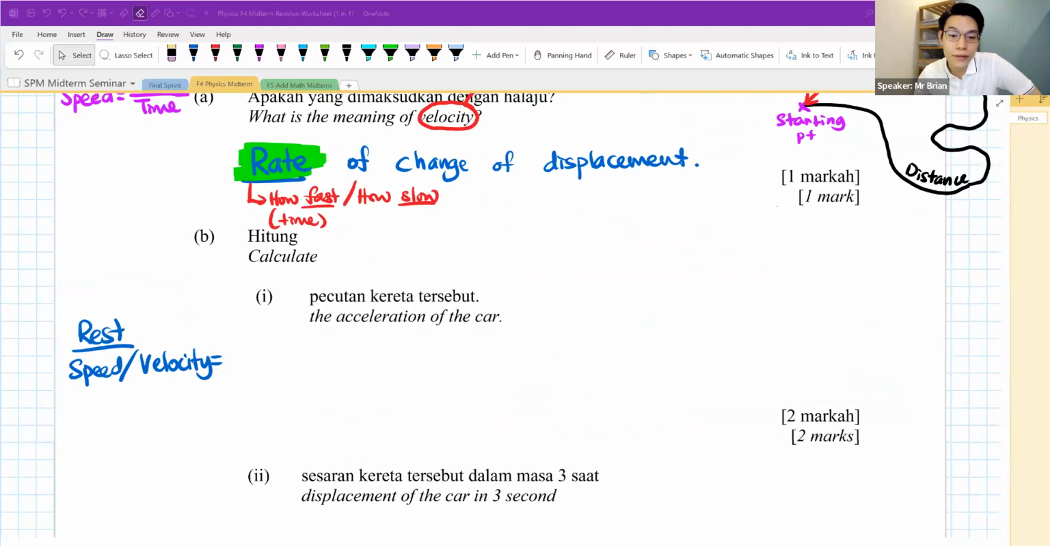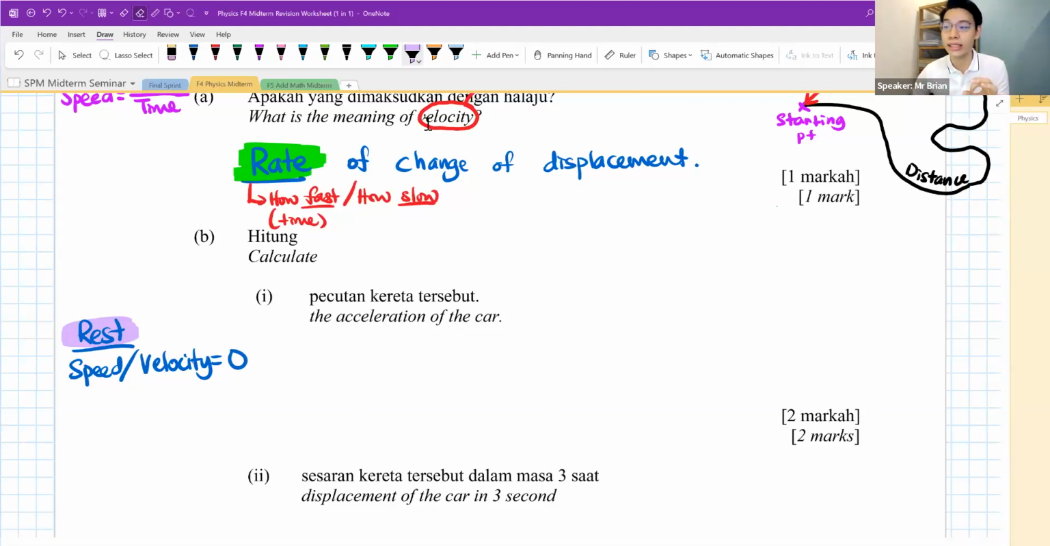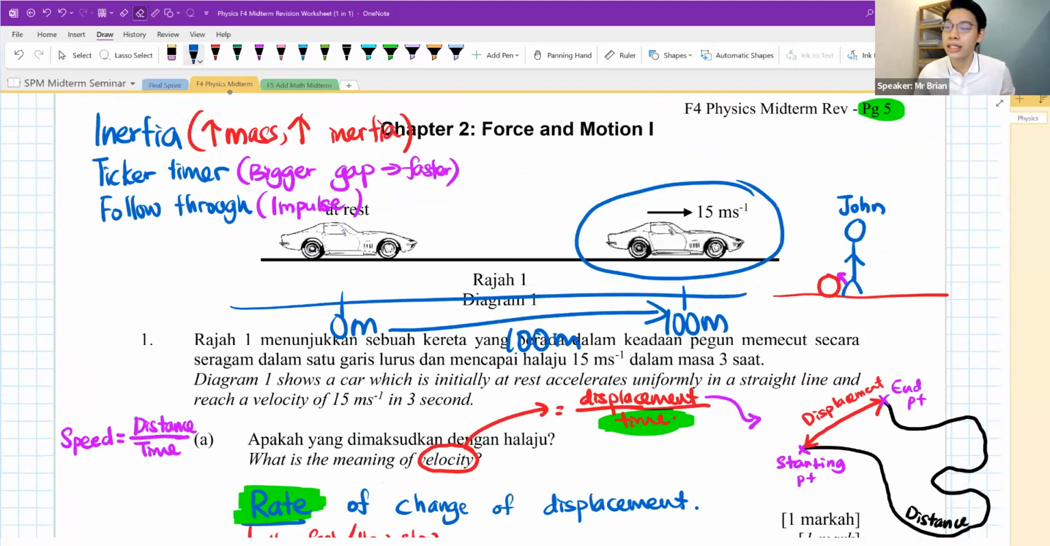Somebody asked for the definition of velocity. Can we write change of displacement per unit time? Can. Change of displacement per unit time also can, right? But I will just let you know that most of your teachers prefer rate of change, but it is the same meaning. SPM should accept. So yes, very good. If it's resting, it is 0. And this is a keyword, anytime you see resting, 0 the speed. So at first, this is u equals to 0.